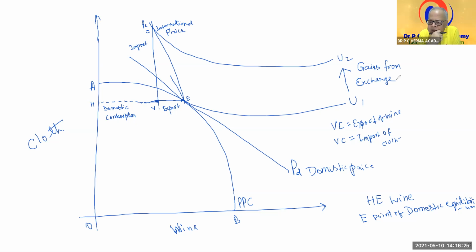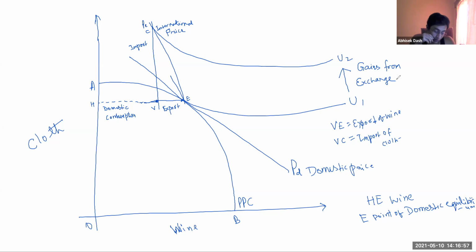Do you follow, Abhishek? Sir, diagram? First of all, AB is the production possibility curve, and PD is the domestic price line. You speak slowly as you are teaching us, not reading out. Step by step, you tell me where the country was, where the country is.